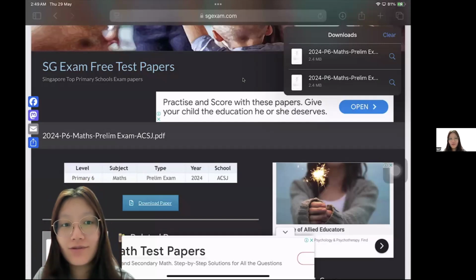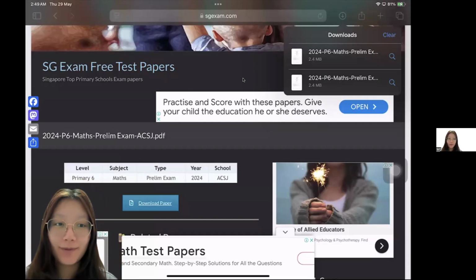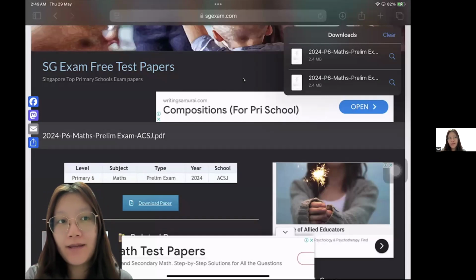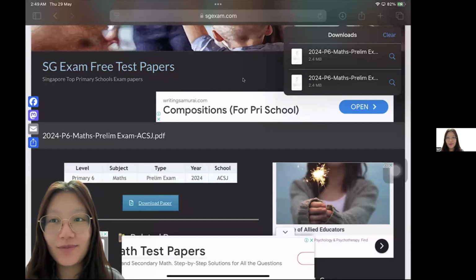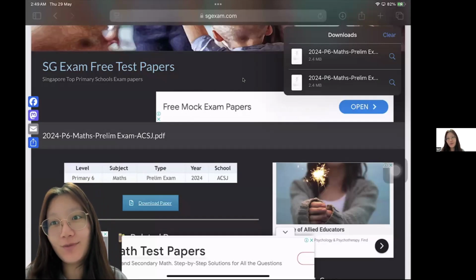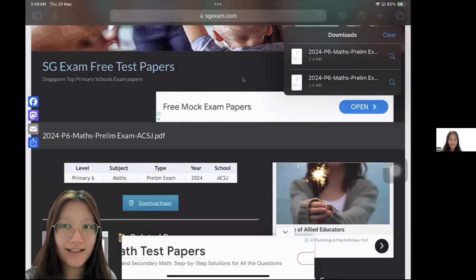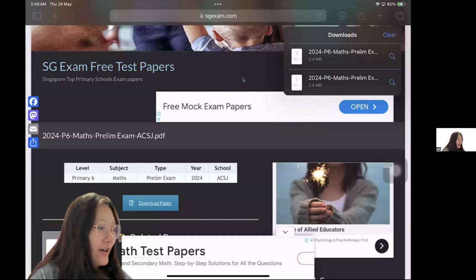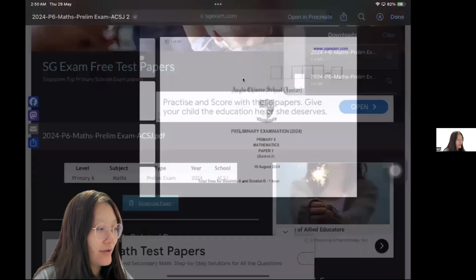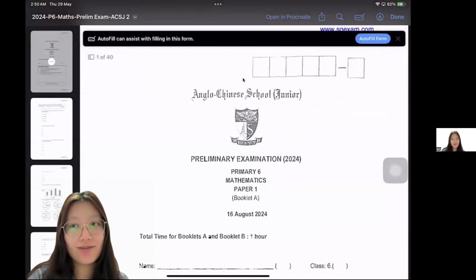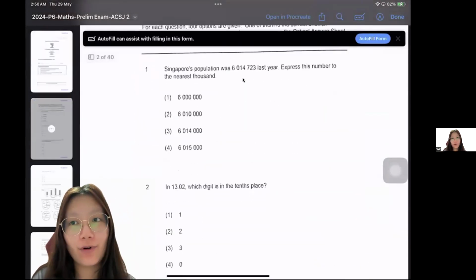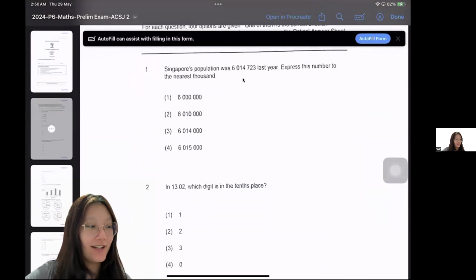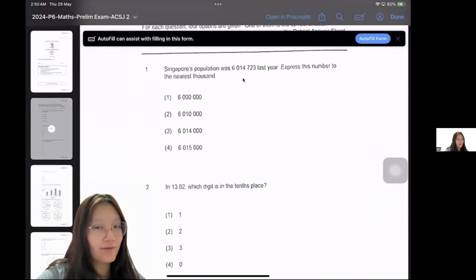Today we'll be going through one of the prelim exam papers from this website, SG Free Test Papers. You guys can also print out your own copy from here and try out the questions. Okay, let's go straight in. We'll be doing the ACS Junior 1. I'll be choosing some of the more difficult questions to explain to all of you.